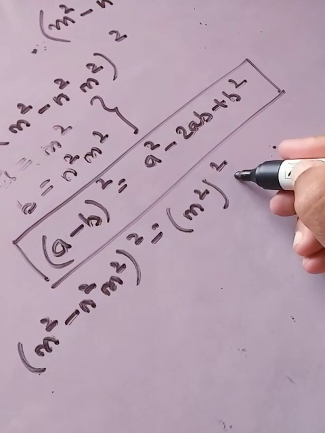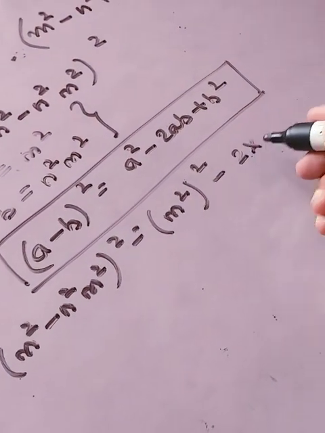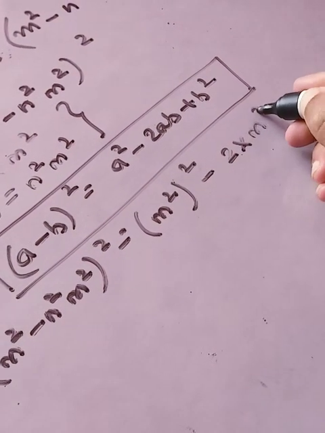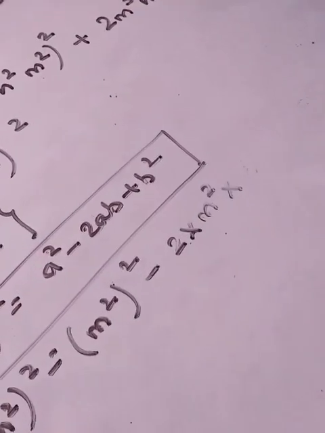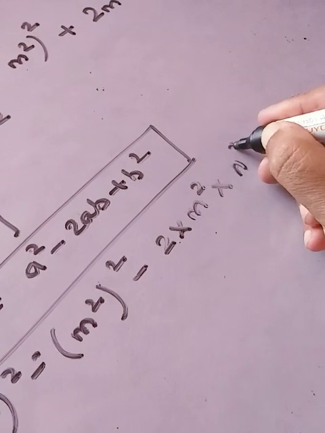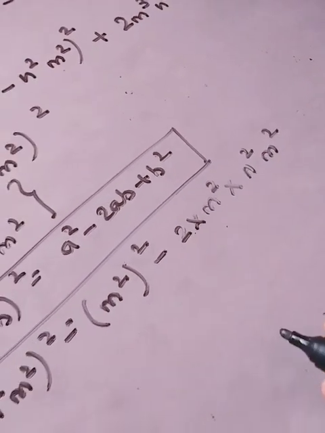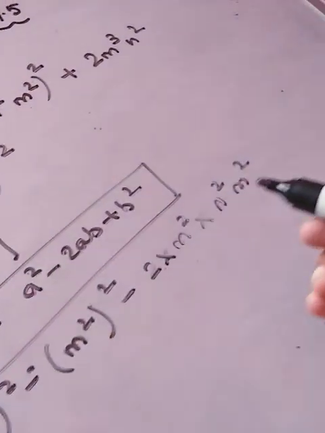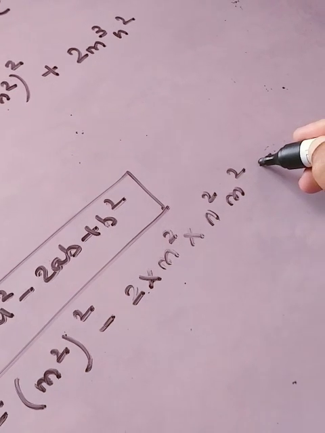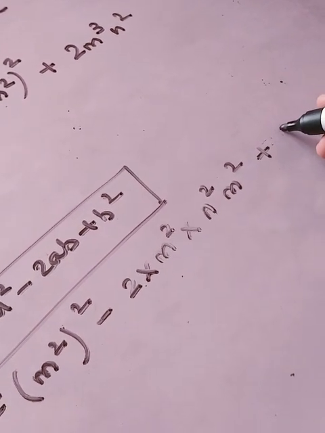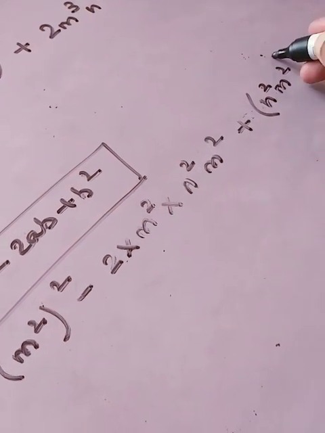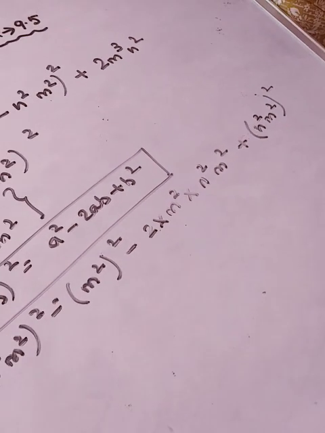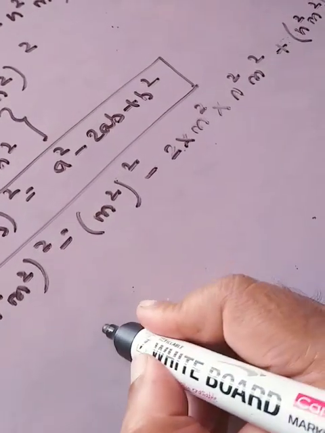Okay, minus 2 into a is what? M square. B is what? This is b, isn't it? In place of b, n square m square. Now plus b square. So for what is b? N square m square is b. Now we have to do the square of this b. That's it. Okay, so be careful with this.